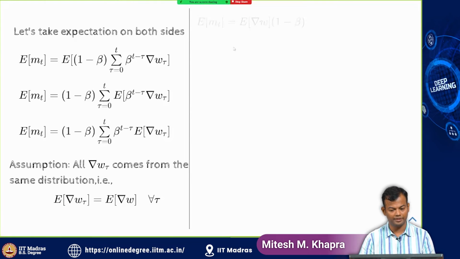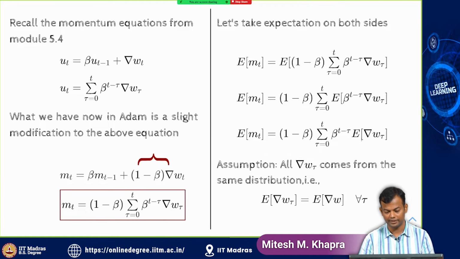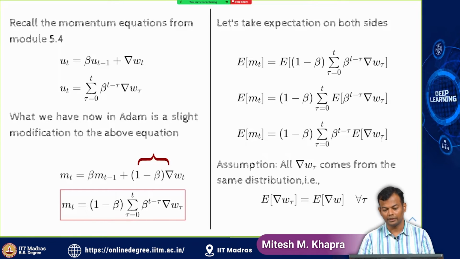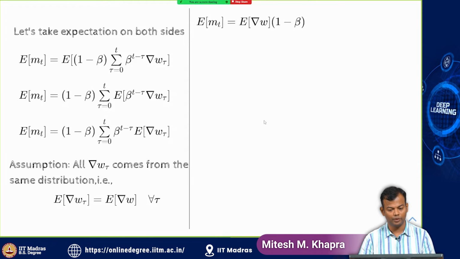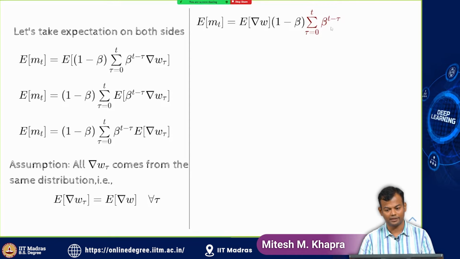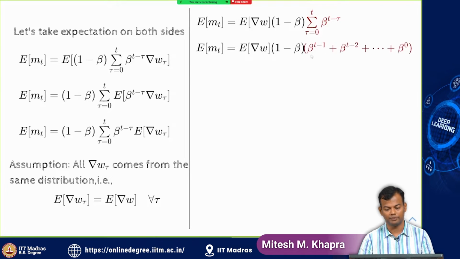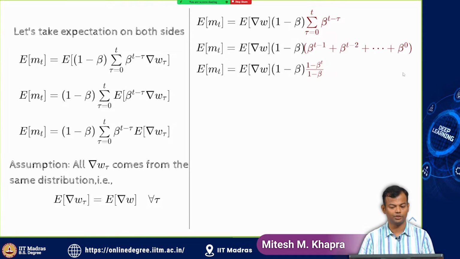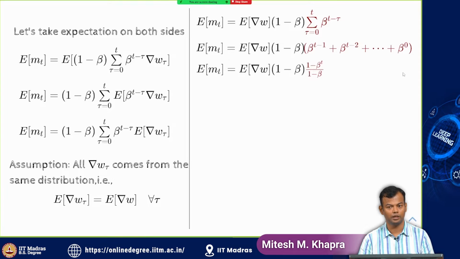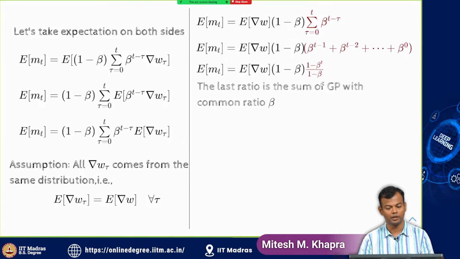So now we have made this assumption that all the derivatives were the same. So then we have this expected value of delta Wt. Now it does not depend on the time step t anymore, right? So I can take it outside the summation. So then I have 1 minus beta into expected value of delta W into that summation that I had. Now this summation looks familiar. It's a summation of a series, and this is beta raised to t minus 1 plus beta raised to t minus 2 all the way up to beta 0, and the sum of that series is just going to be 1 minus beta raised to t divided by 1 minus beta, of course.